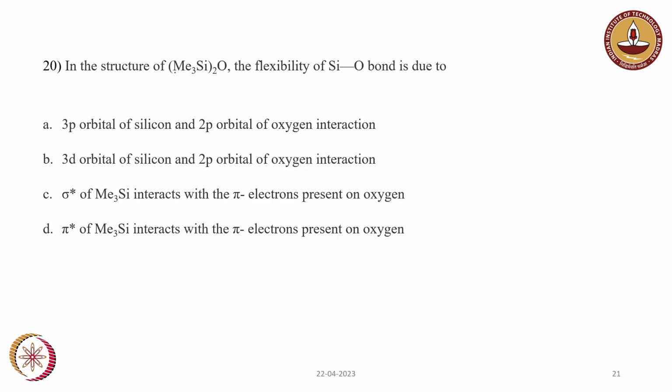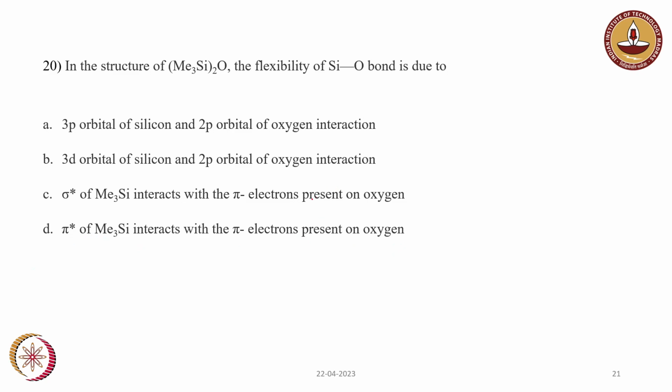Next question is, in the structure of Me3SiOSiMe3, the flexibility of the Si-O bond is due to option A, 3p orbital of silicon and 2p orbital of oxygen interaction. Option B is 3d orbital of silicon and 2p orbital of oxygen interaction. Option C is sigma star of Me3Si interacting with the pi electrons present on oxygen. Option D is pi star of Me3Si interacting with the pi electrons present on oxygen.